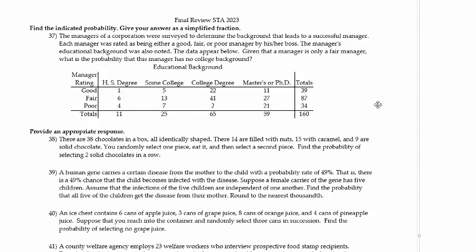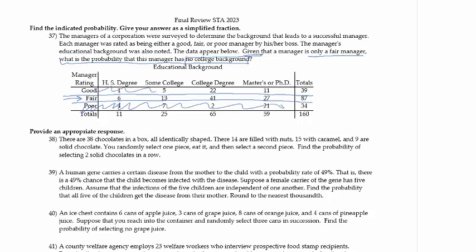Okay, so number 37. The managers were surveyed, given that a manager is only a fair manager. So only looking at these fair managers, what is the probability that this manager has no college background? That's a conditional probability. The condition is we are only looking at the fair managers. We don't care at all about any of the other types of managers, right? We're restricting our possibilities to just the fair managers. Now, among the fair managers, of which there are 87 total, those that have no college background have just the high school degree, right? So that's the 6 people out of 87 total. We would talk about that as the probability of having no college background, I'll use N for that, given that they are only a fair manager. So you don't need the notation, you need the value, but you gotta understand what it means.